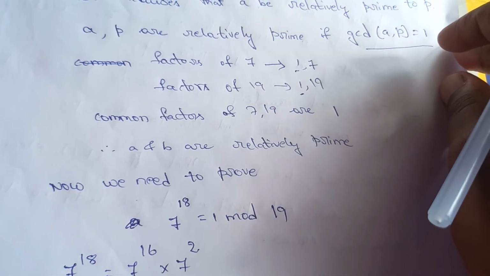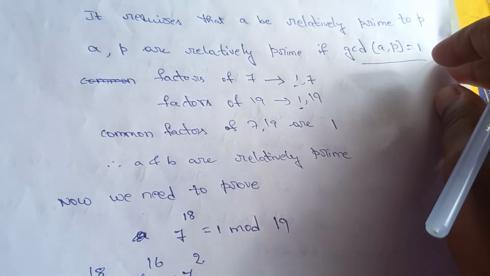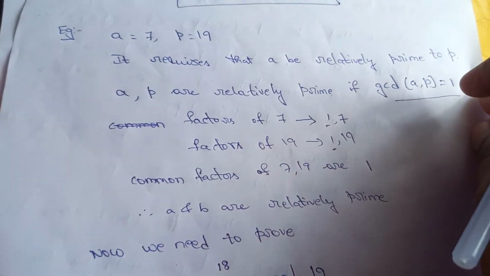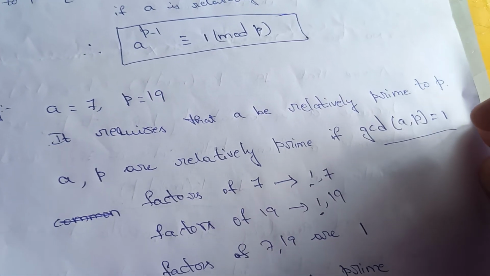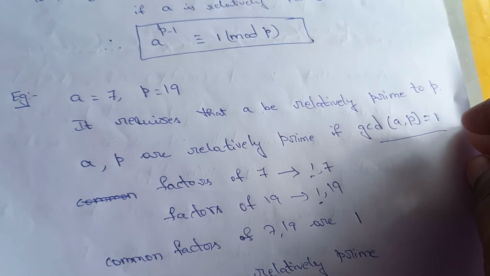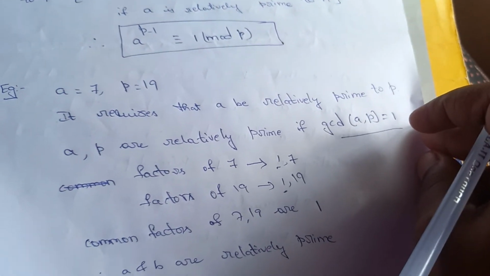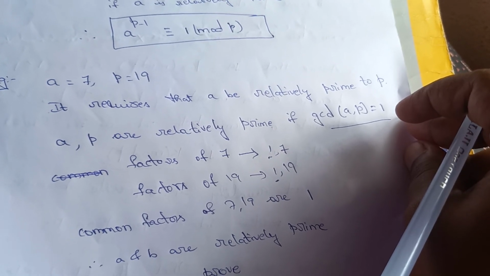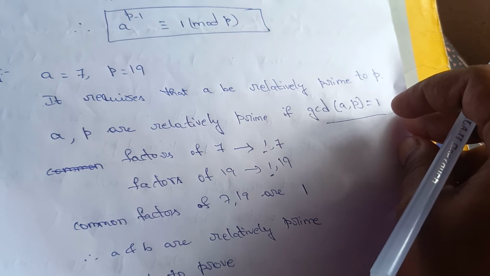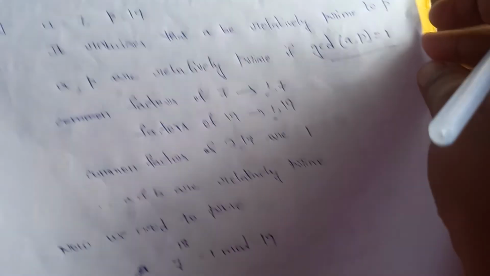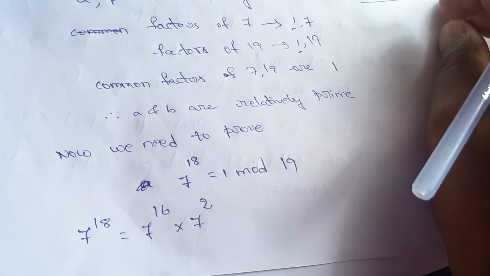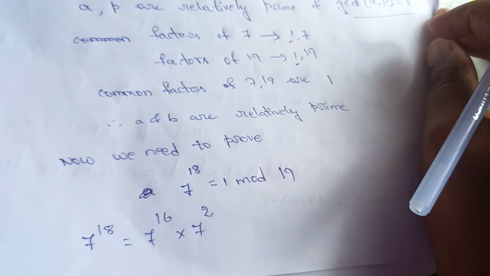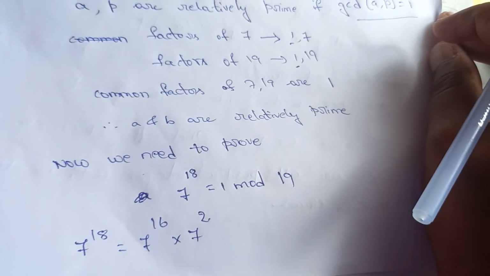Now we need to prove that 7 power 18 is equivalent to 1 mod 19. By substituting these a, p values in the above equation, a power p minus 1, with a value 7 and p value 19, 7 power 18 equivalent to 1 mod 19. We should prove this now. Here 7 power 18, we are considering it like this: 7 power 16 into 7 power 2.